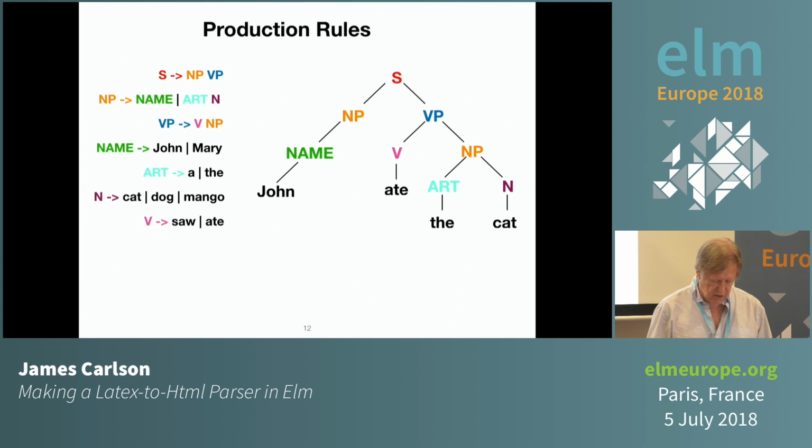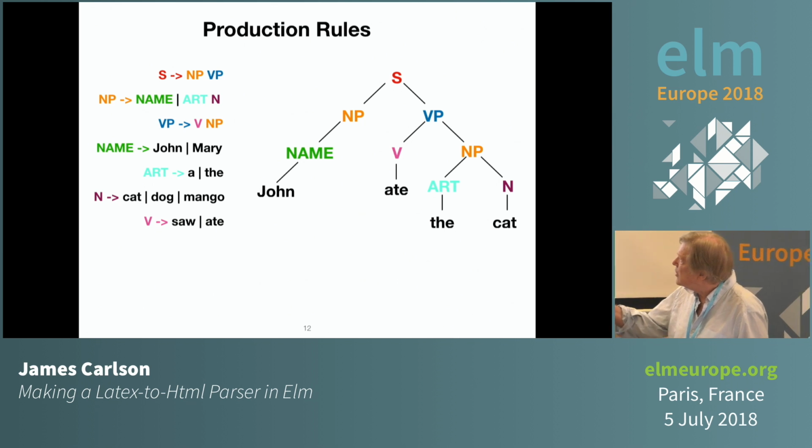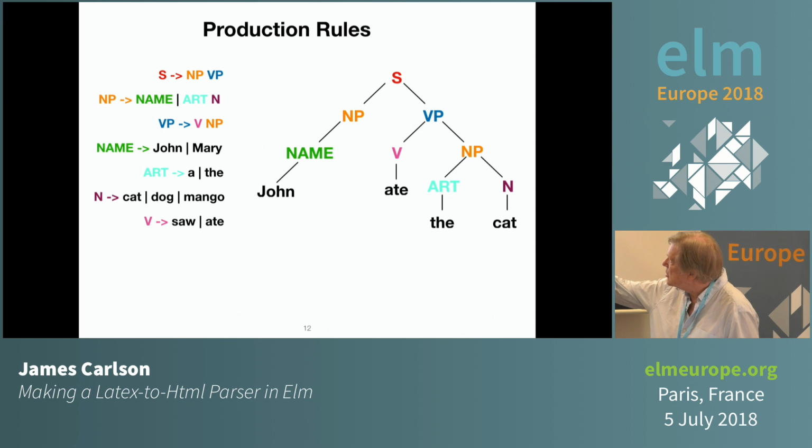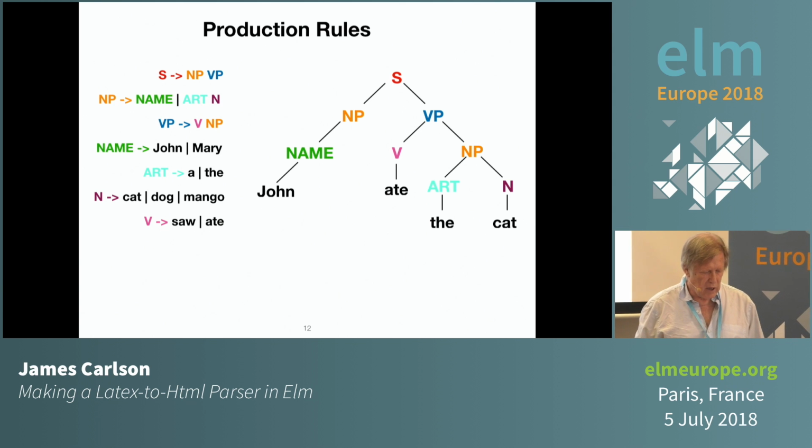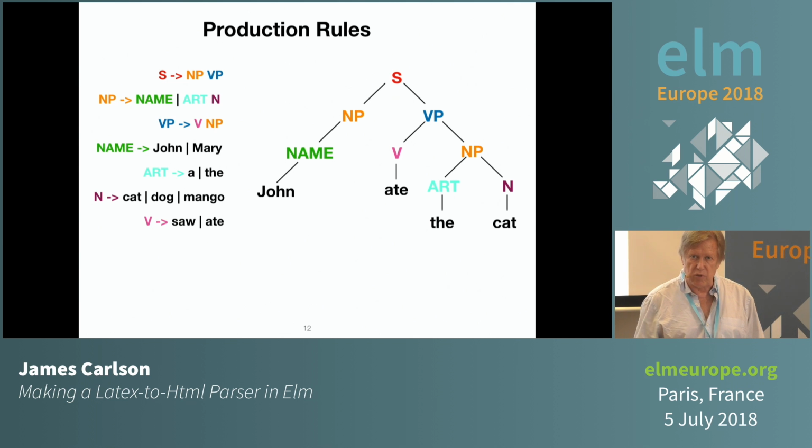Same with noun phrase, except for the noun phrase, there are two alternatives. It's like an Elm union type. It could be a name or it could be an article followed by a noun. So you construct syntax trees by applying these rules, and you stop when you reach terminal symbols, when you have no more non-terminals to transform.